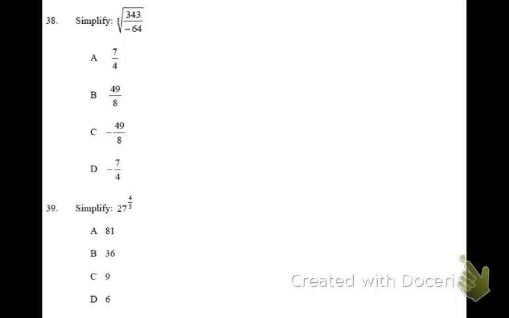38 is a good calculator question. You're taking the cube root of 343 over negative 64. So, in the calculator, cube root of 343 divided by negative 64 is negative 1.75, which I can change to a fraction, gives you negative 7/4. So your answer for that is D.